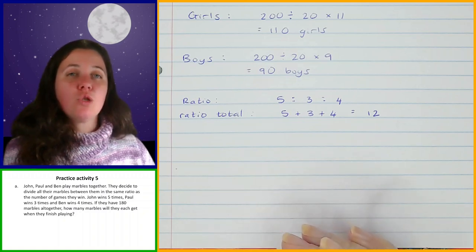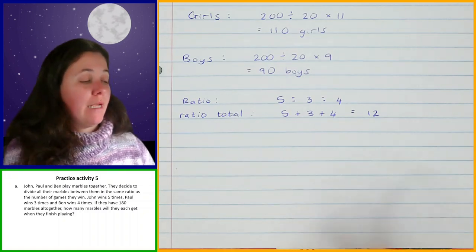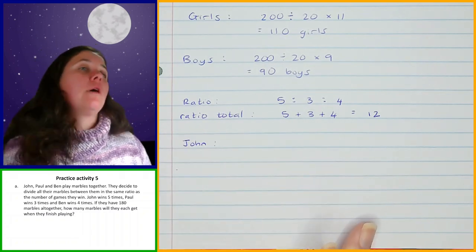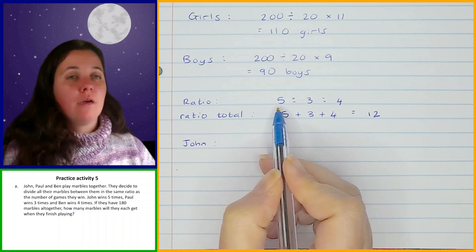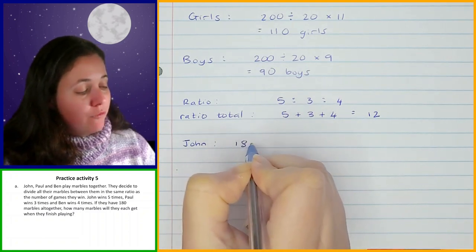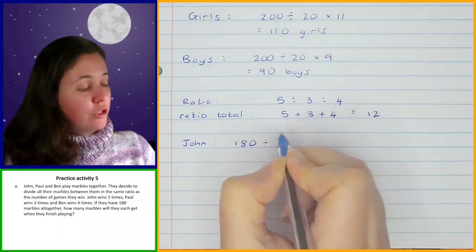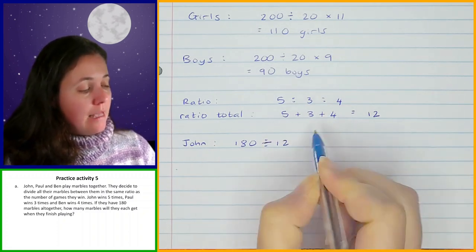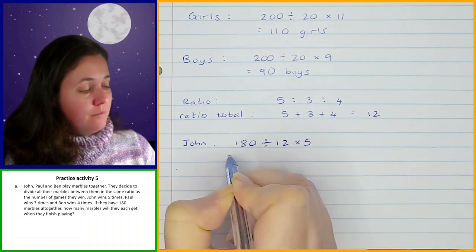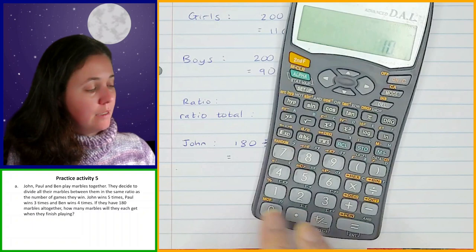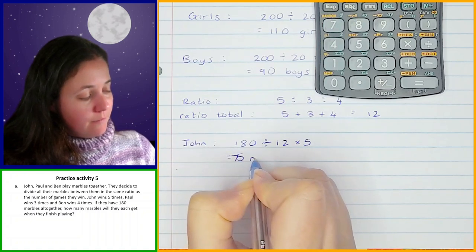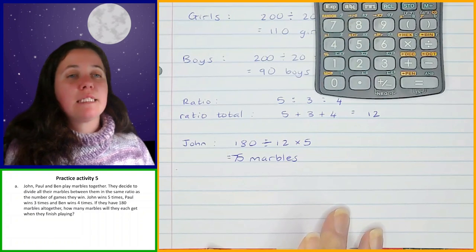Now we can use that to work out how many marbles each of them is going to get after they finish playing. So first we'll do John. John is going to get 5 out of every 12 marbles. If they have 180 marbles, that's the total number of marbles. We divide that by the ratio total, which is 12, and then we multiply by John's part of the ratio, which was 5. So I have 180 divided by 12 times 5, and that gives me 75. So John gets 75 marbles.